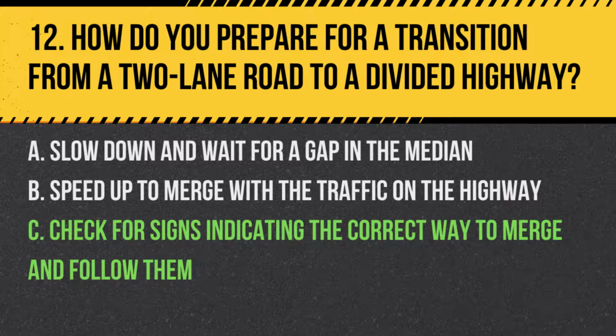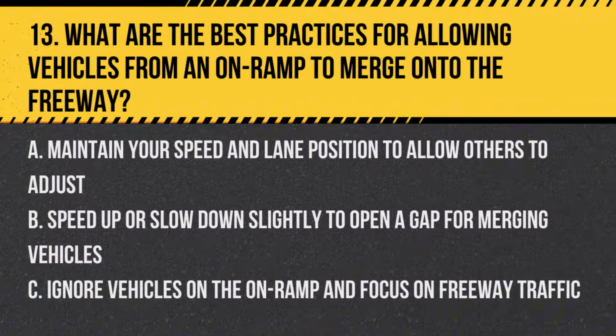Answer: C. Check for signs indicating the correct way to merge and follow them. When transitioning to a divided highway, look for and adhere to the signage that guides you on how to safely merge. Question 13. What are the best practices for allowing vehicles from an on-ramp to merge onto the freeway?